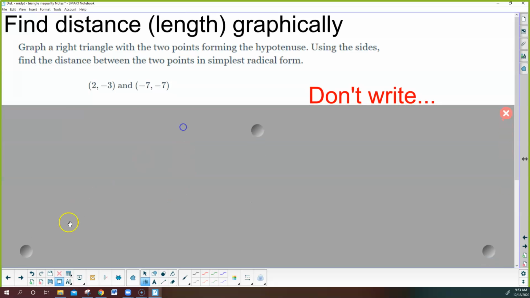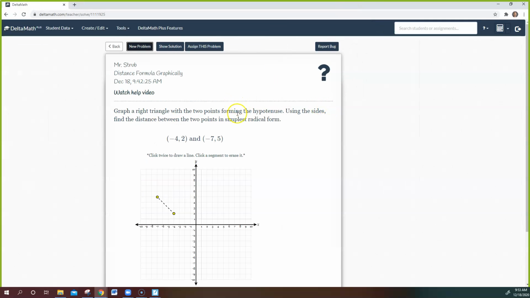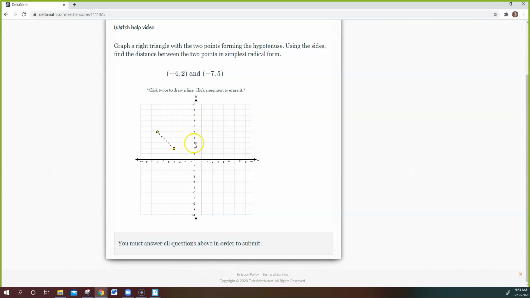So I actually don't want you to write this first piece down. I put this up here as a reminder to myself, to show you what DeltaMath is going to ask you to do. So let me show you this first. Don't write this. My job is to find the distance between the two yellow points. What they want you to do in this first part is find distance not by just counting. We're going to relate it back to what we already know, which is the Pythagorean theorem.